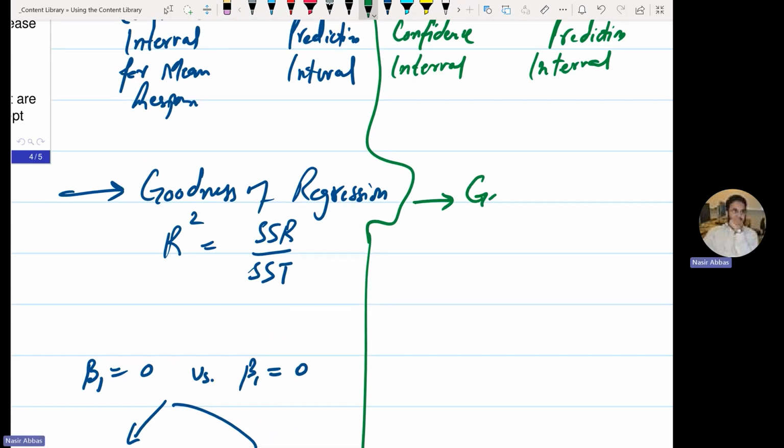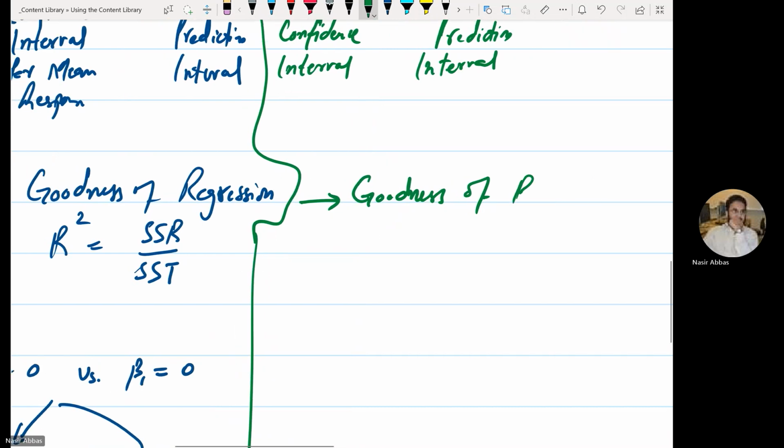Goodness of fit. You talked about R square. We'll talk about R square again. It will be SSR over SST. But R square in multiple regression has a problem. What is the problem? If you keep adding new predictors in the regression, R square will keep going up. It never comes down, even if you add a useless predictor.